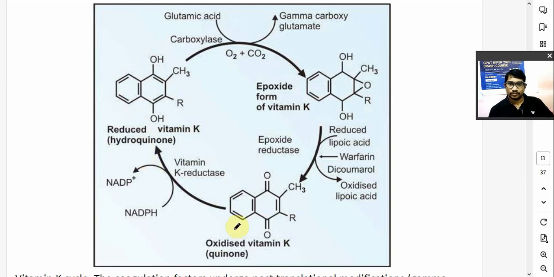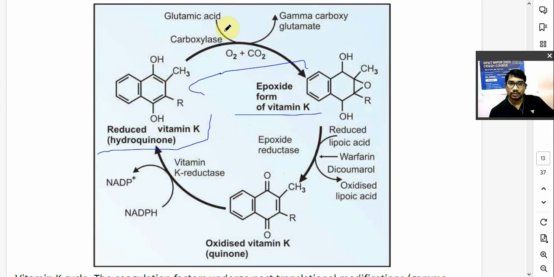Blood clotting factors क्या होते हैं? They are protein in nature. उसमें glutamic acid residue होता है, उसमें gamma position पे और carboxylation होता है. So gamma carboxylation of glutamic acid residue in the blood clotting factor. That is the activation of blood clotting factors. So this reaction is coupled with that activation. That's why vitamin K is required for the activation of blood clotting factors.